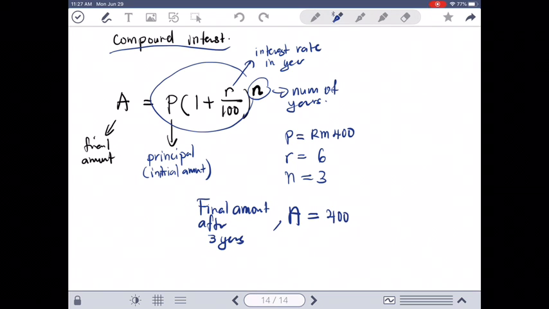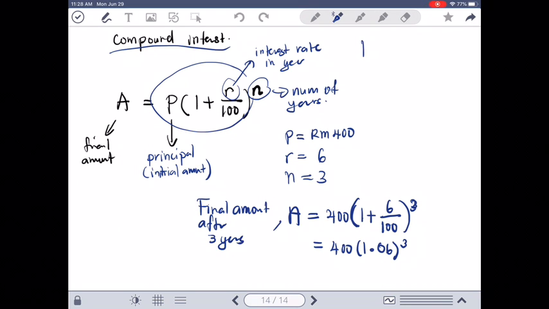P is 400 times 1 plus 6 over 100, since R is 6, to the power of N, which is 3. So basically this is just 400 times 1.06 to the power of 3.